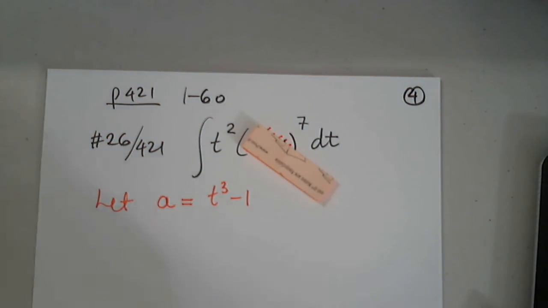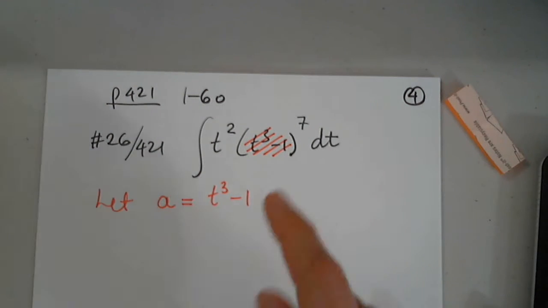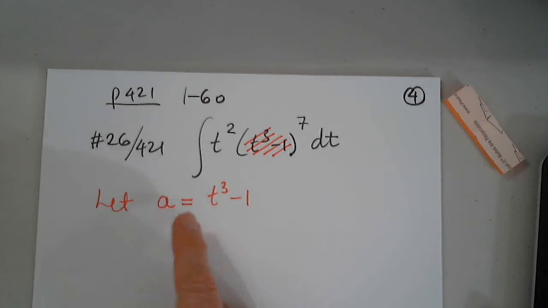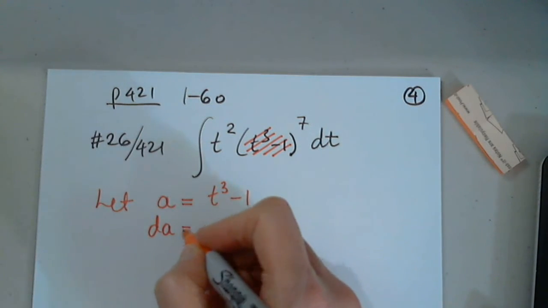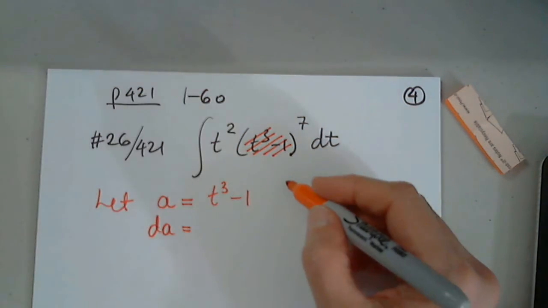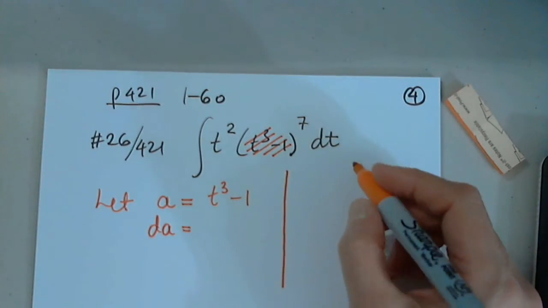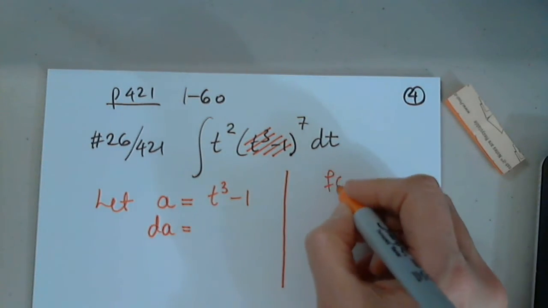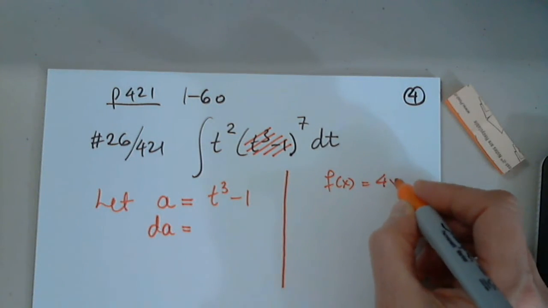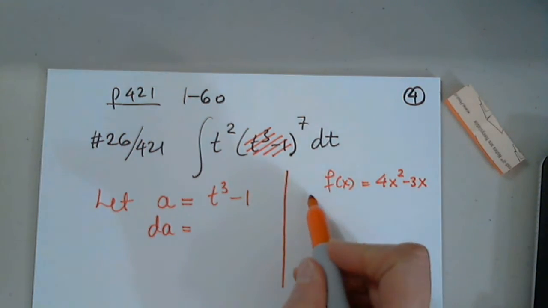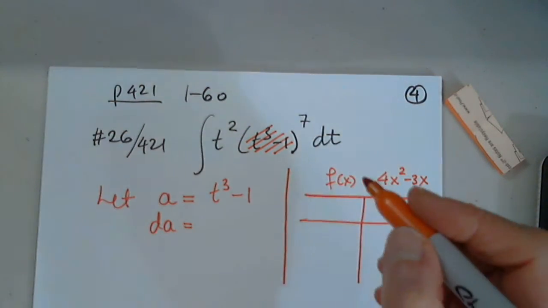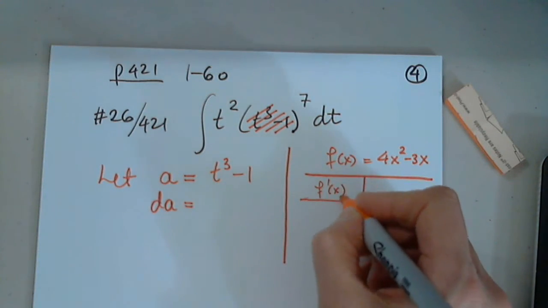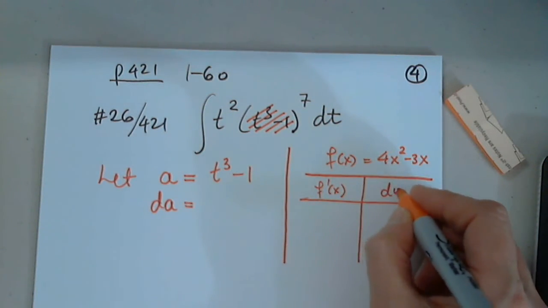Okay, so let's continue. So we decided that this will be denoted by A, and A is t cubed minus 1. Yes, t cubed minus 1. Now, I need to determine dA. Some time ago, this is my side note, some time ago when we looked at a function, let's say f of x equals 4x squared minus 3x, we said there are two different things. One thing is f prime, and totally different thing is dy.